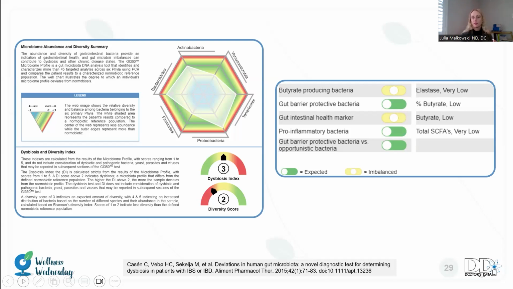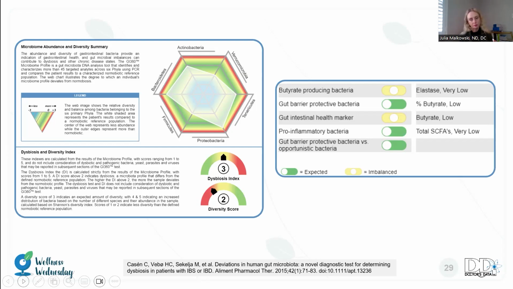Now let's take a look further at the functional guilds of bacteria for this individual. The second piece of information we have here is talking about the specific bacterial guilds for this individual. We are looking at the bacteria that create butyrate, and we can see that those are outside the reference interval as indicated by the yellow toggle there. The gut barrier protective bacteria, those are within range at green, and the gut intestinal health bacteria outside the reference range. So the butyrate producing bacteria are too low for this individual, and that's going to potentially lead to lower butyrate and inflammation.